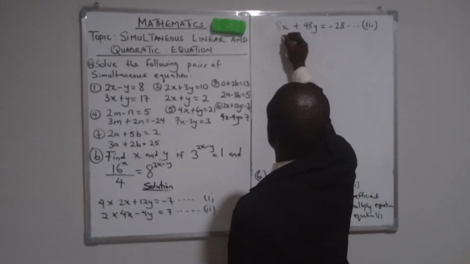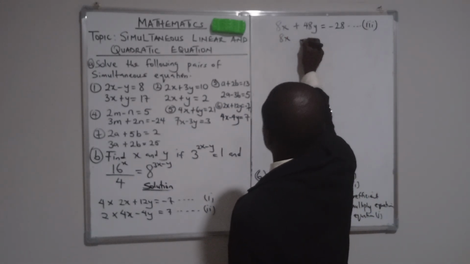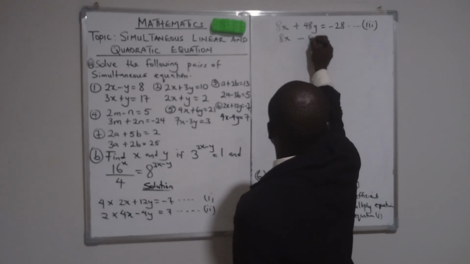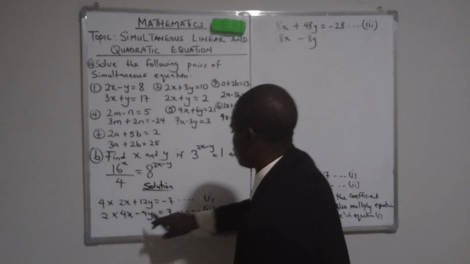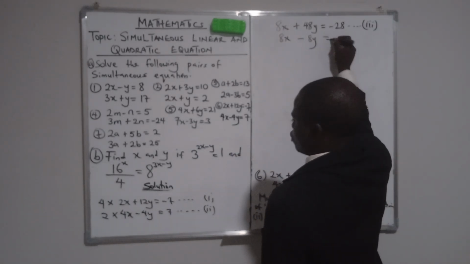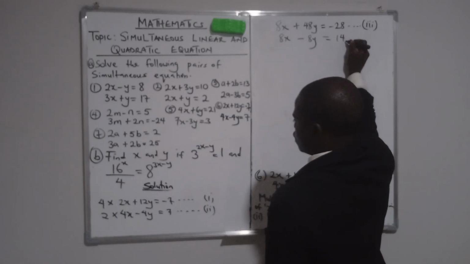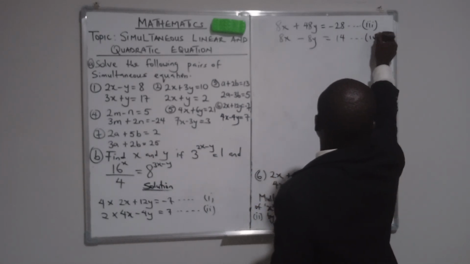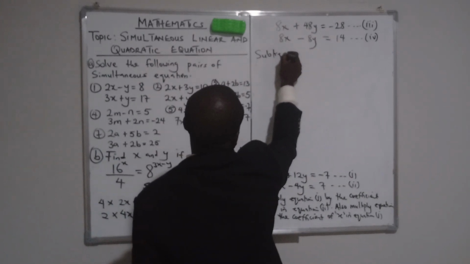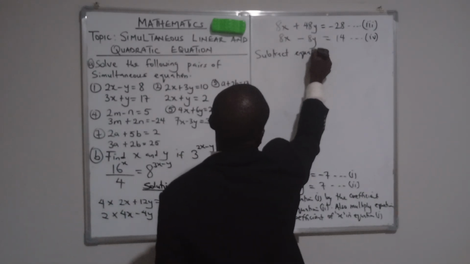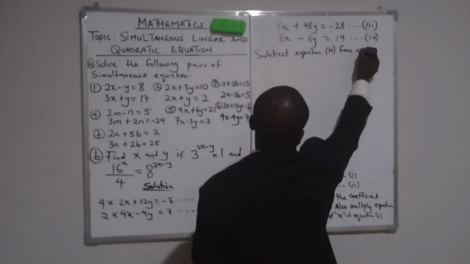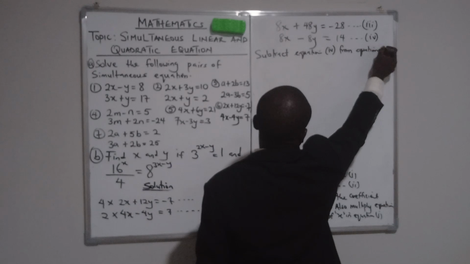The next one, we are having 8x minus 8y, 2 times 4 minus 4y, that's minus 8y, equals 2 times 7, that's 14, equation 4. Now say subtract equation 4 from equation 3.